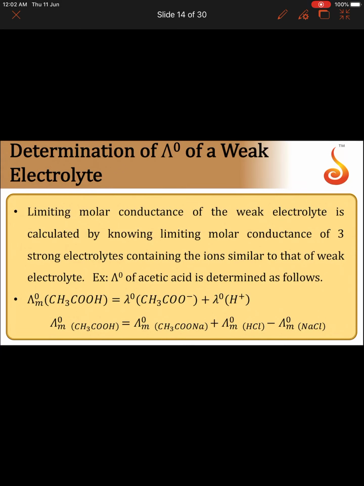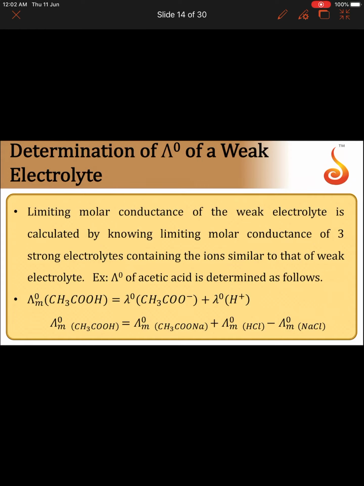Determination of lambda naught of a weak electrolyte. First thing is, the lambda naught value for a weak electrolyte cannot be calculated graphically. So that's why Kohlrausch calculated the lambda naught value of a weak electrolyte by knowing the limiting molar conductance of three strong electrolytes containing the ions similar to that of the weak electrolyte.